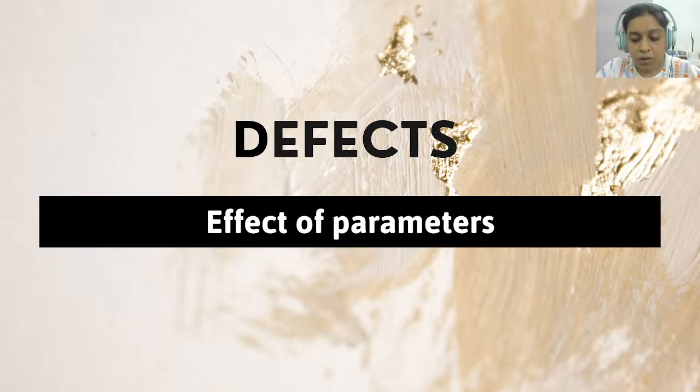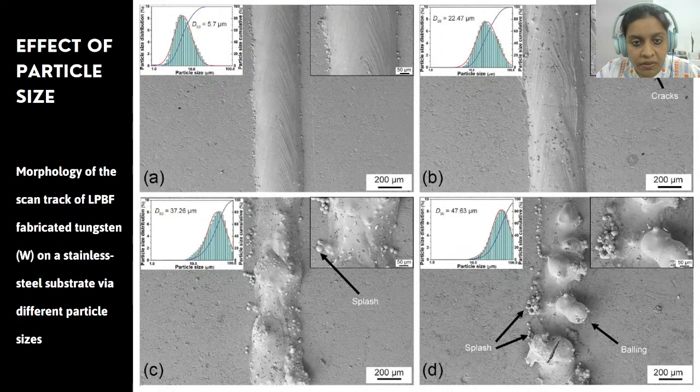One important aspect of defect formation, apart from all the previous statements I made, is the effect of temperature. When the parameters are not optimized, parameters have a huge impact on defect formation as well. Here we see the effect of particle size. This is done for tungsten on a stainless steel substrate, and you see when the particle size is increased from 5.7 micrometer to 47.53 micrometer, the stability completely goes out of the window. The first image shows that the melt pool is stable, but the last image shows that there is spattering, there is inhomogeneous distribution of liquid here and there.